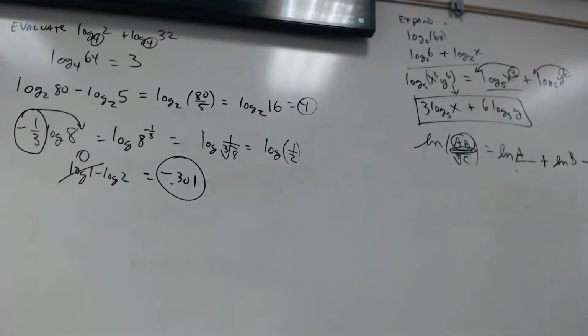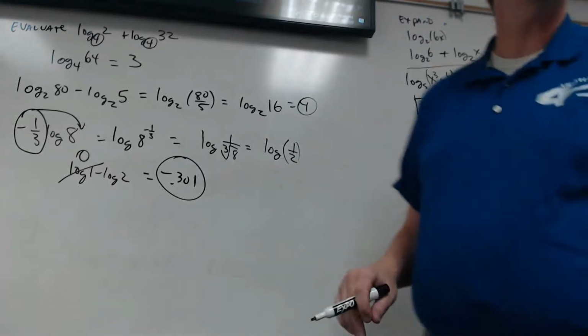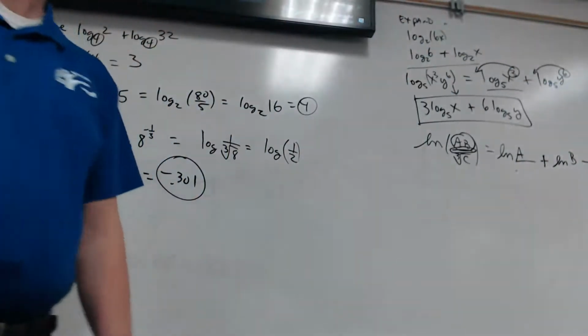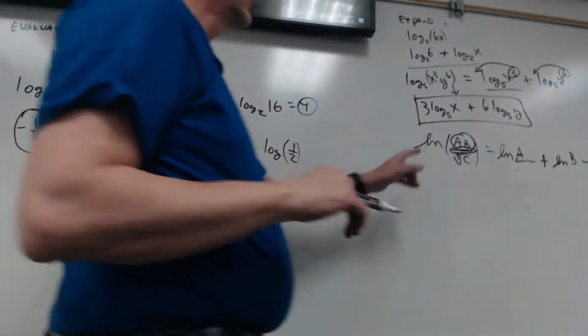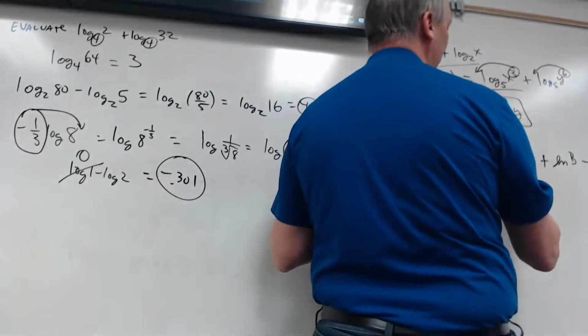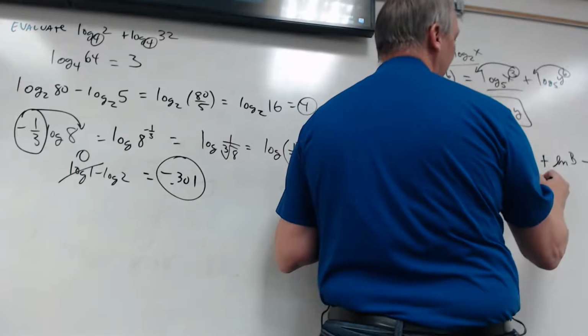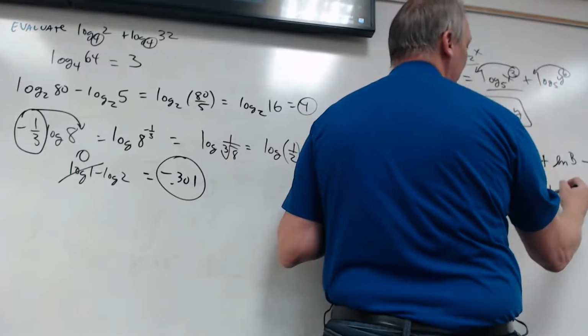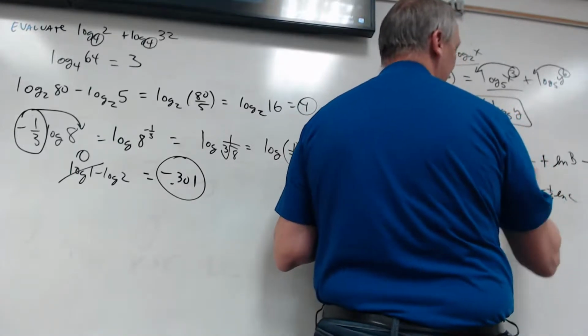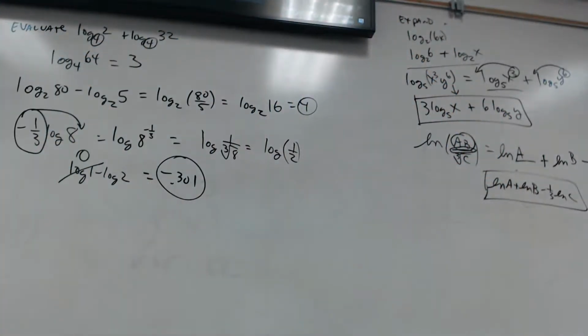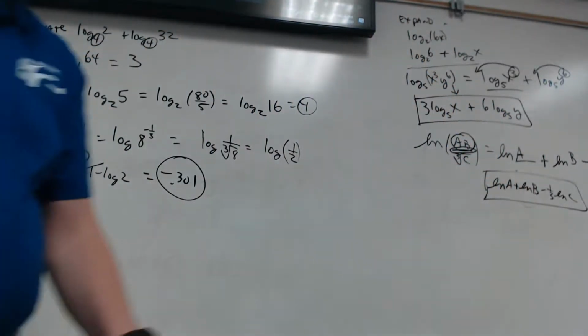Okay? Oh, I didn't realize we're out of time. Here, let me hurry through these really quickly. Usually you guys get done early. Okay, so let me finish this really quickly. ln of A plus the ln of B minus 1/3 the ln of C. Okay? The last thing I wanted to show you guys really quick is the change of base formula.